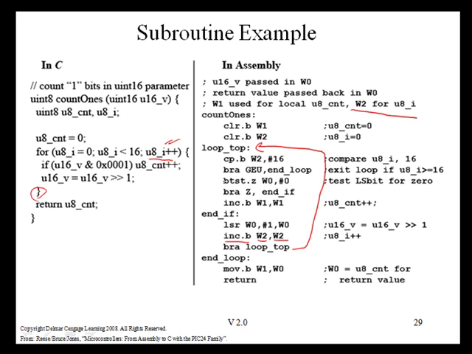When we exit this loop, the last thing that we need to do is a return and return this value. Recall that this value count is being held in W1, but it needs to be returned. The return value needs to be passed back in W0. So we're first going to copy W1, which has count, into W0, and then we'll do a return. At that point, we have finished implementing the code for the C function.